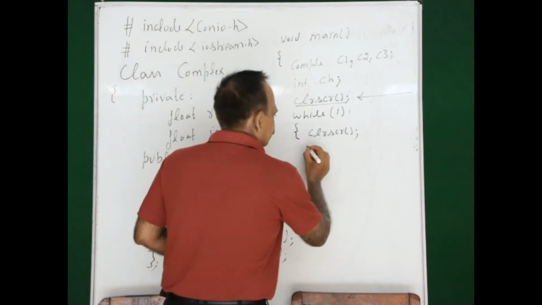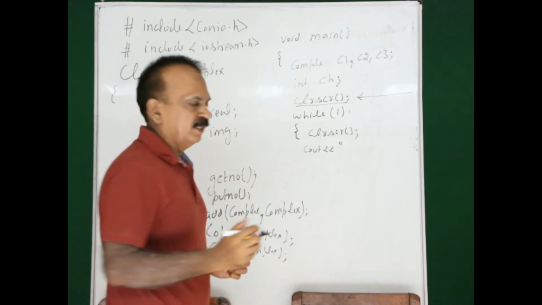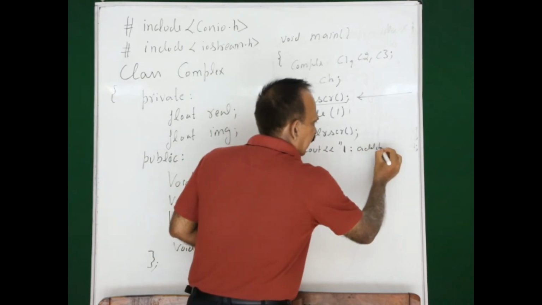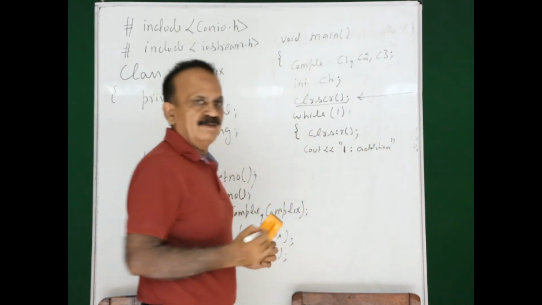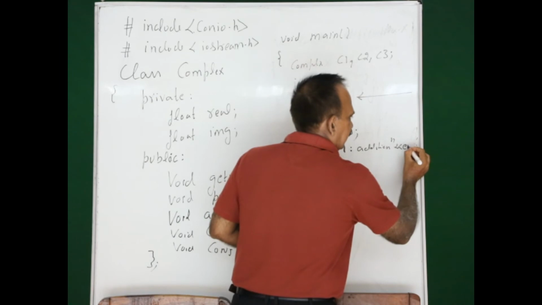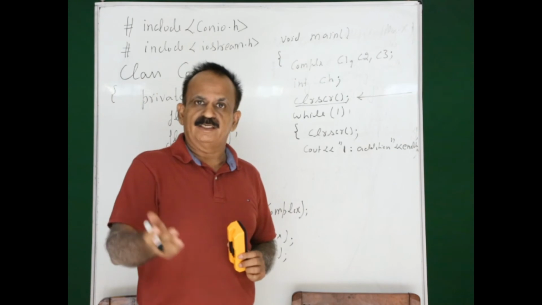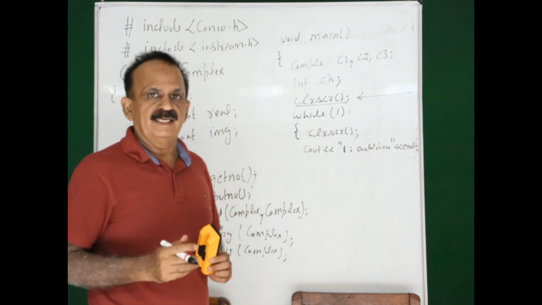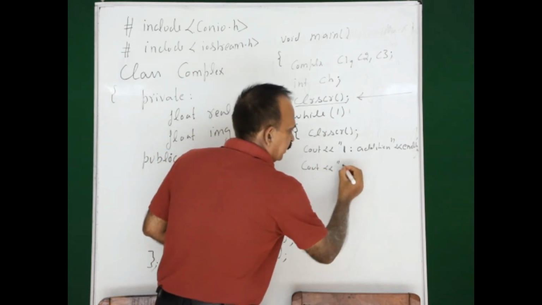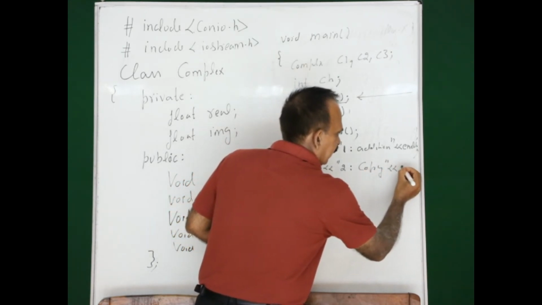Now I display the options. Say it is cout. Now cout is only a display statement. I say option number 1, this is for addition of two complex numbers. And no doubt, to change the line so that the next value is printed on the next line, I will use endl. This is end of line. It will affect the next cout statement, which will be printed on the next line. Now say it is cout, option 2. This is to copy one complex number to another, and endl.